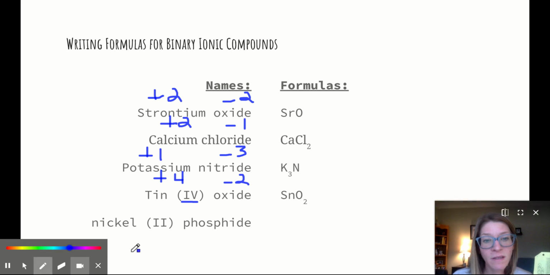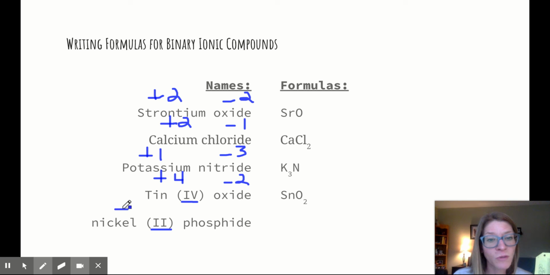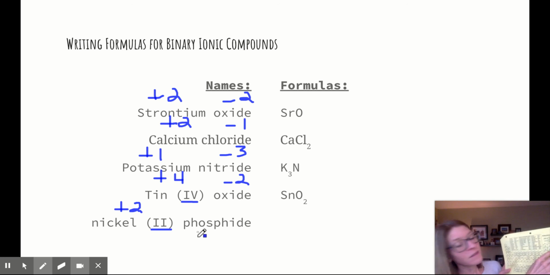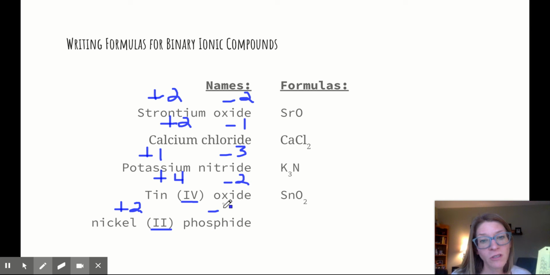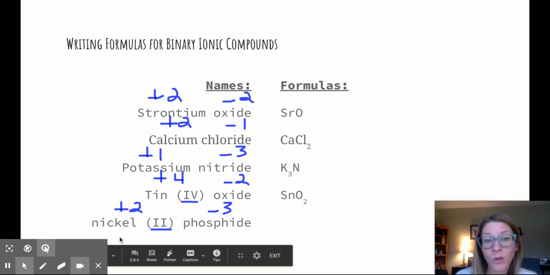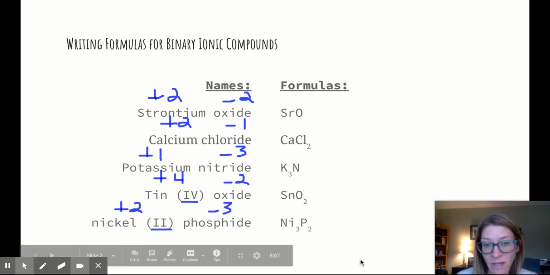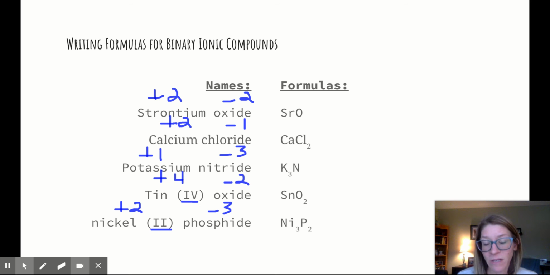All right, the last one, nickel 2. Again, that 2 means that nickel has a +2 charge. Phosphide has a -3 charge. So 2 and 3 both multiply into 6. So the goal is to end up with a positive charge of +6 and a total negative charge of -6. So to make that happen, we would need 3 nickel atoms, and we would need 2 phosphide ions to give us a +6 and -6 to make those charges balance out.